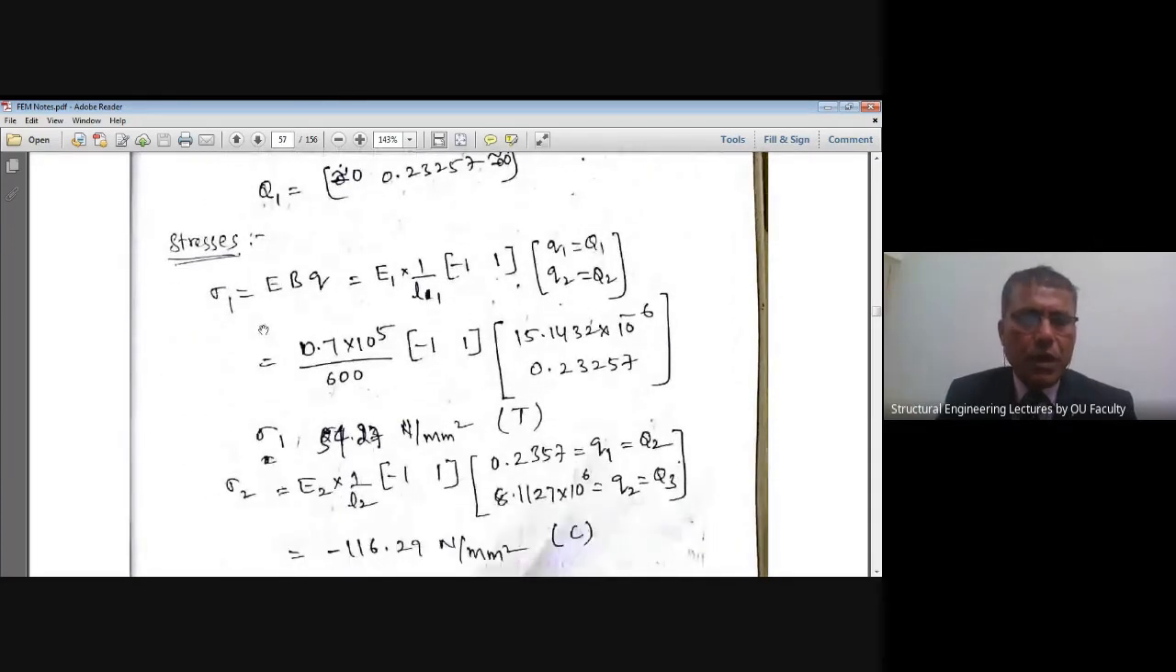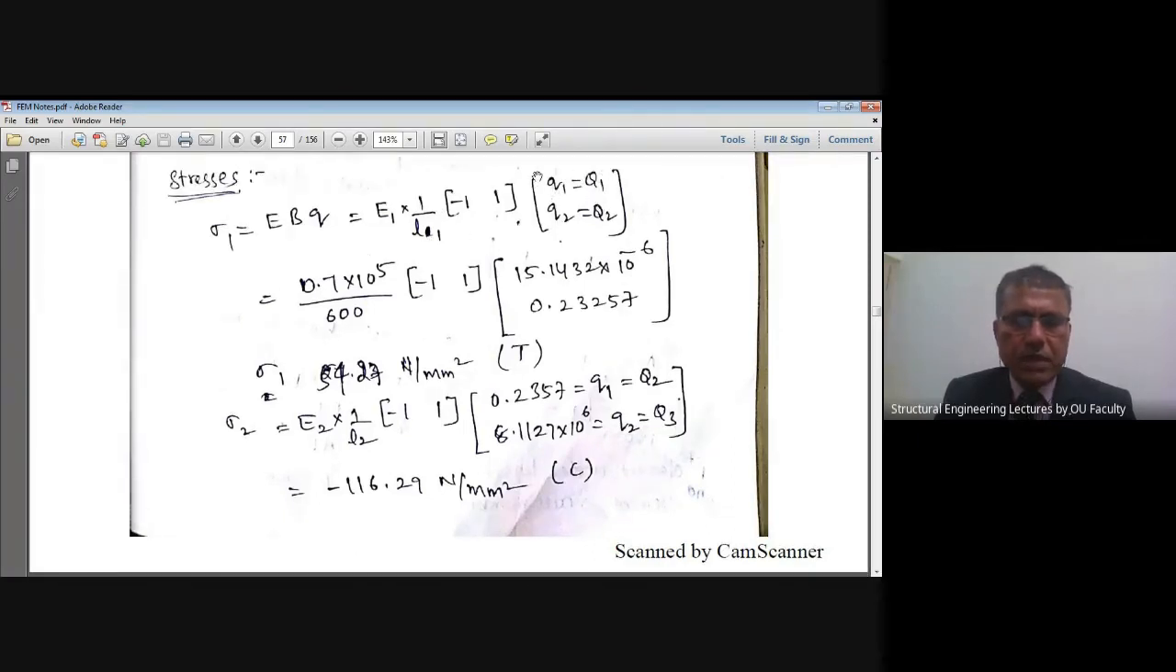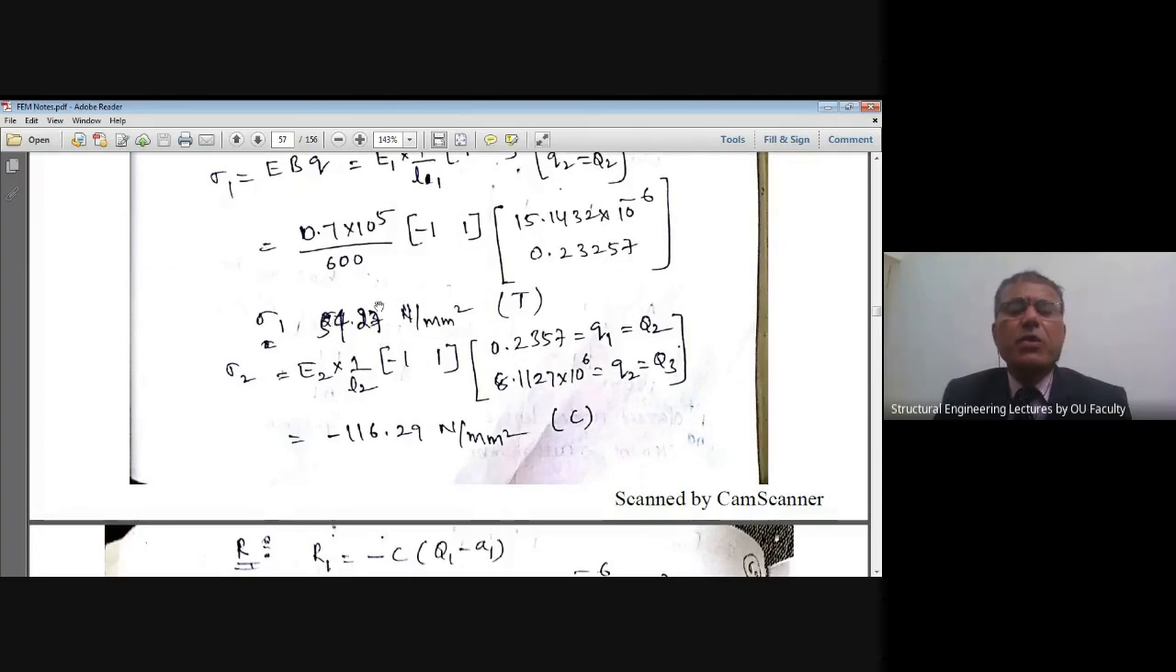Now I'll evaluate the stresses. The element stress is given by sigma equals E B Q, where B is the element stress-strain relationship matrix, given by 1 by L times [minus 1, 1], and Q is the nodal displacement vector. For the first element, the nodal displacement vector is Q1, Q2 from the element connectivity table. Substituting all these numeric values, E is equal to 0.7 multiplied by 10 to the 5, L is equal to 600 for the first element, times [minus 1, 1] and Q1, Q2. Upon multiplication, minus 1 multiplied by this, 1 multiplied by this, I get 54.27 Newton per mm square, where plus indicates tension.